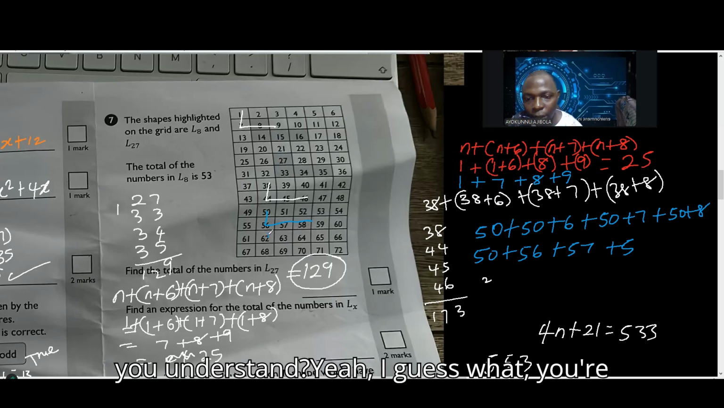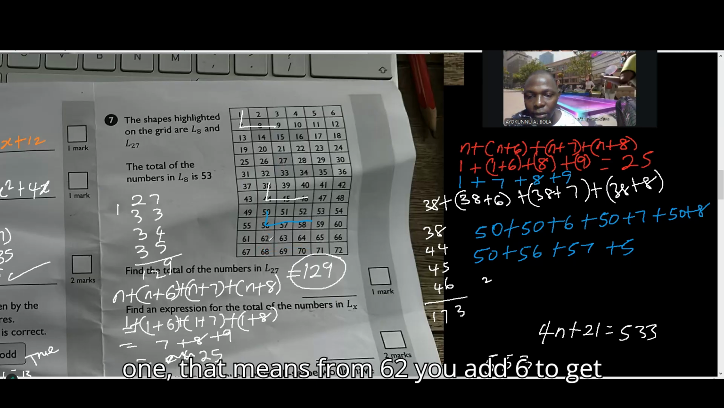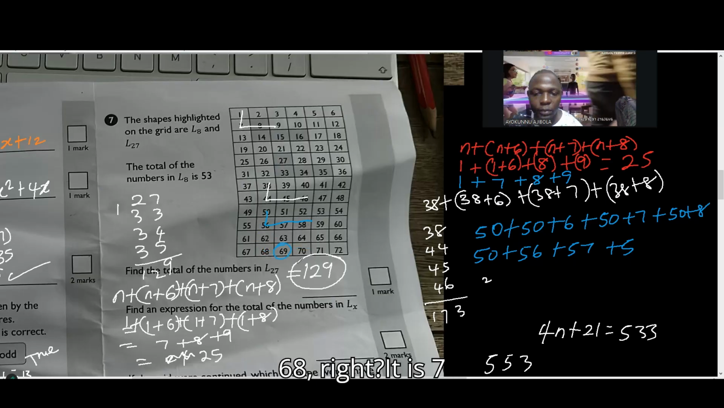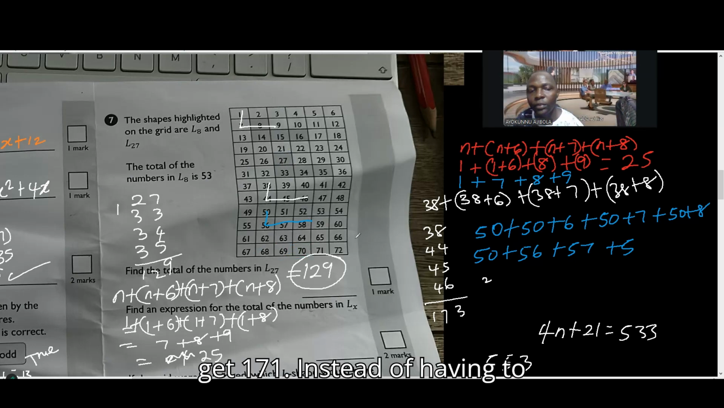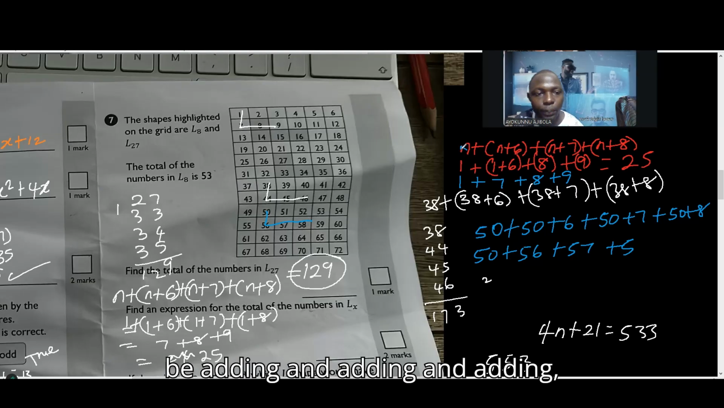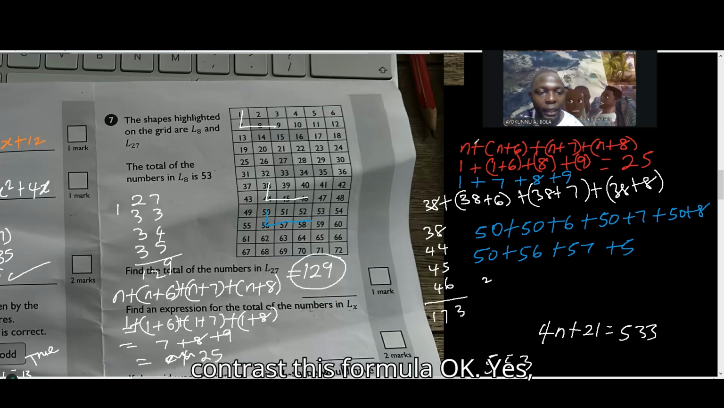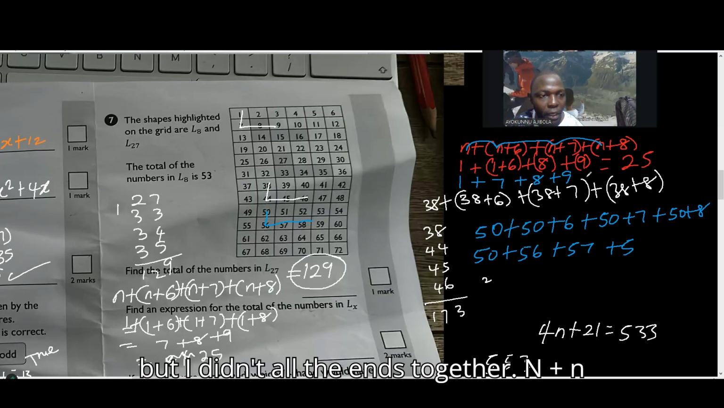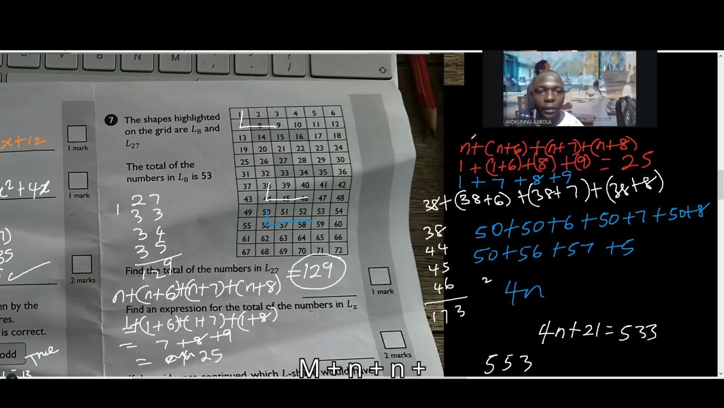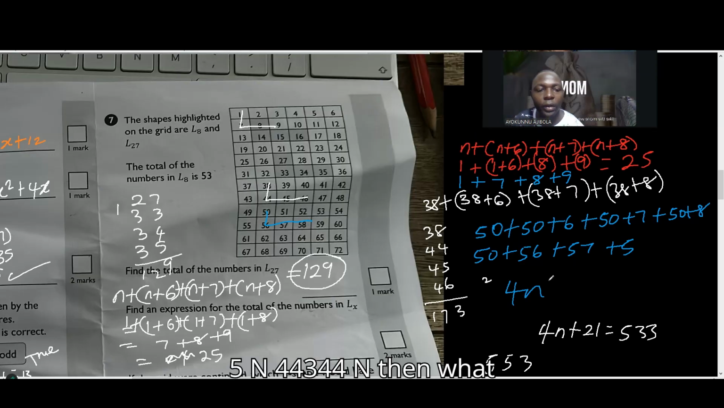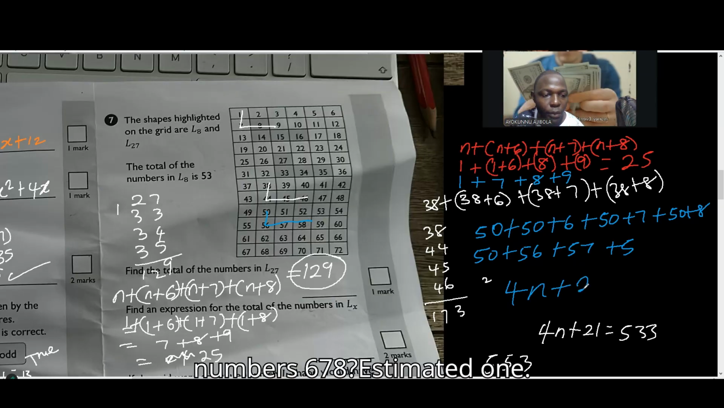Now if you're picking another one, if you pick this one, that means from 62 you add 6 to get 68, right? 62 add 7 to get what? 69. 62 add 8 to get what? 70. But instead of adding and adding and adding, we could construct this formula by adding all the n's together. N plus n plus n plus n. How many n? 4n. Then what's the addition of the numbers? 6, 7, 8. That's 21.